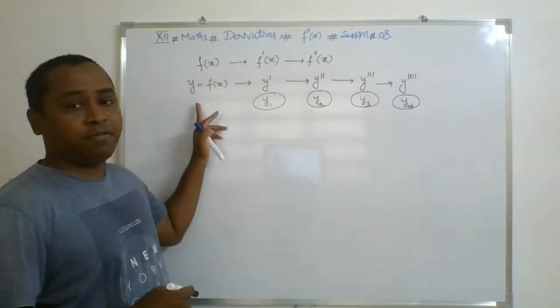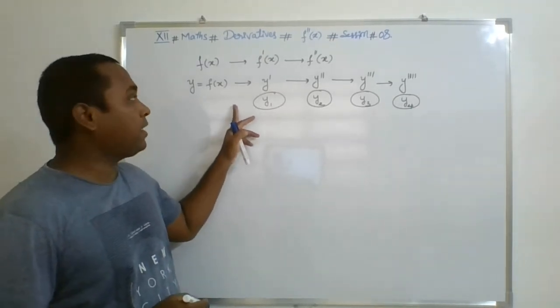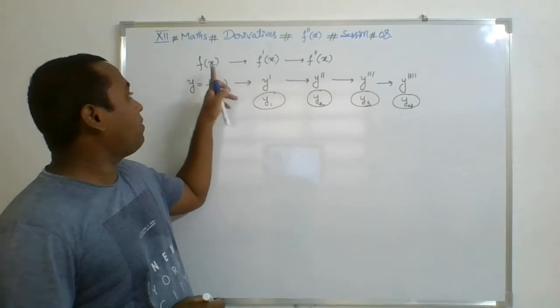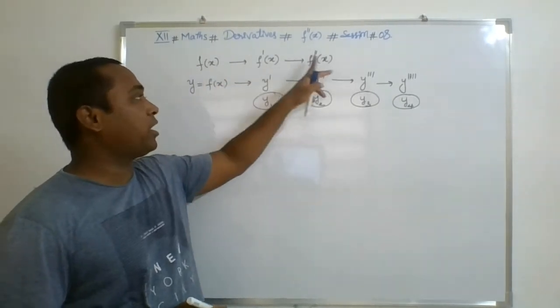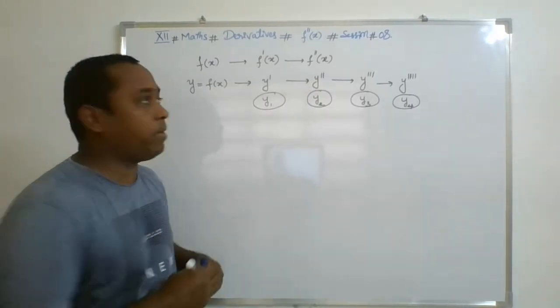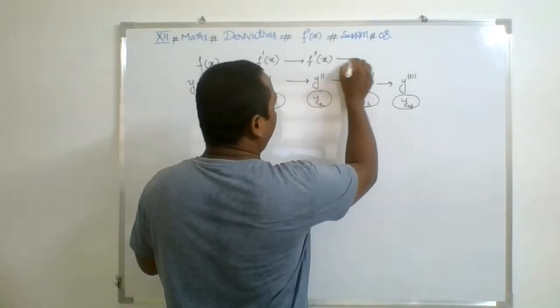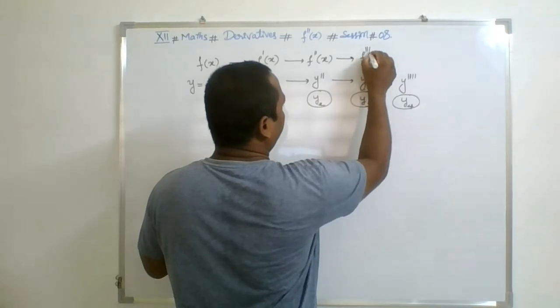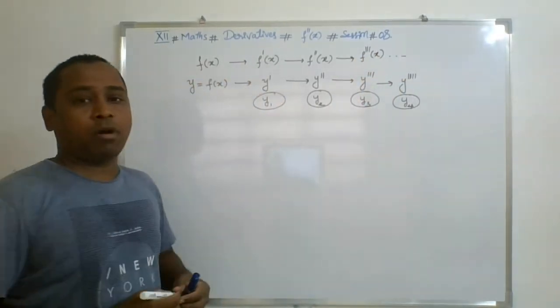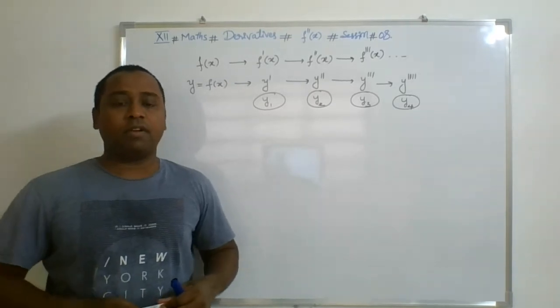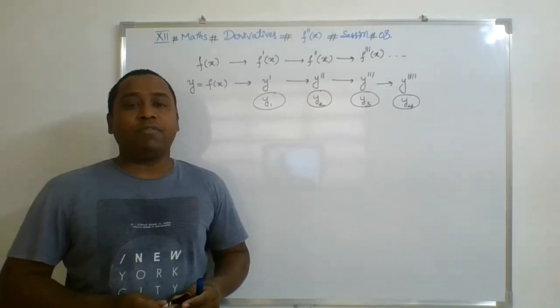Similarly, if the function is given as f of x, then the derivative is denoted by f dash x, double derivative by f double dash x, triple derivative by f triple dash x, and so on. There are n number of times you can do the derivative until the derivative vanishes.